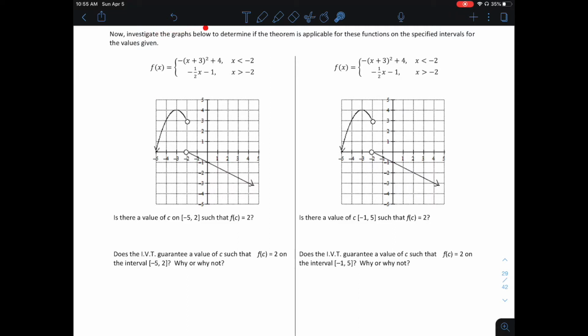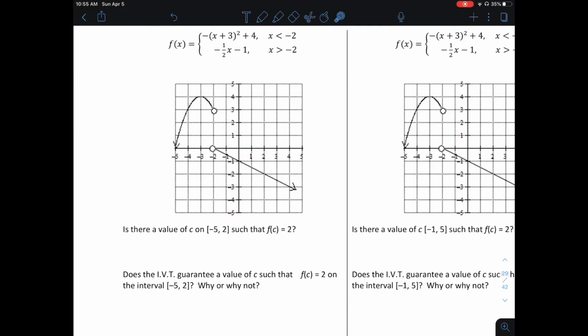Now investigate the graphs below to determine if the theorem is applicable for these functions on the specified intervals for the values given. This is a piecewise function. This is clearly a parabola, open interval on the right side. This is a line, and it starts with an open endpoint as well. So not using the theorem, just looking at the graph, is there a value of c on -5 to 2 inclusive? So we're looking at -5 to 2, here someplace in here, such that f of c is 2. So is there an x value that corresponds to a y value of 2?